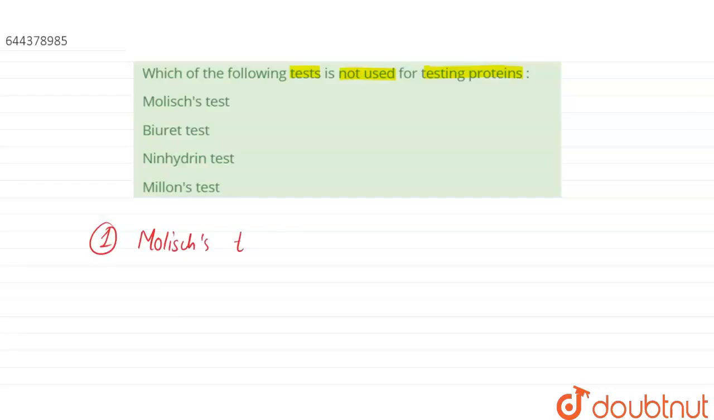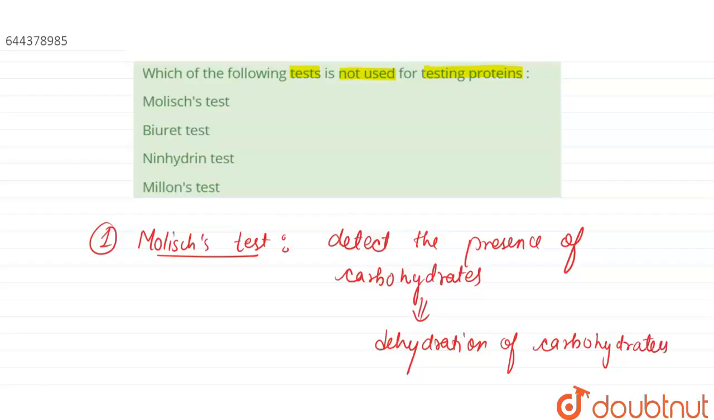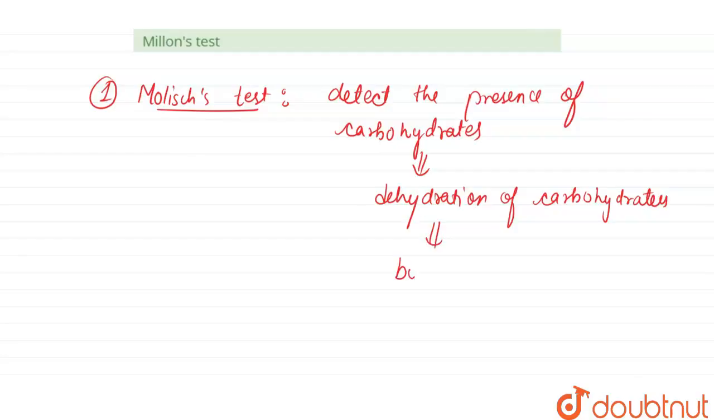So basically what happens in Molisch test is it is used to detect the presence of carbohydrates, based on dehydration of carbohydrates by sulfuric acid or hydrochloric acid, and produces an aldehyde, which condenses with two molecules of phenol, resulting in a violet ring.